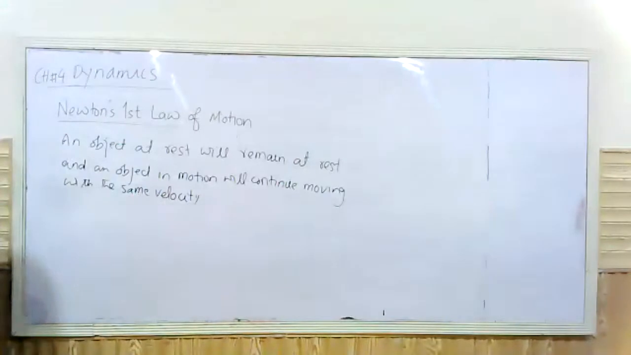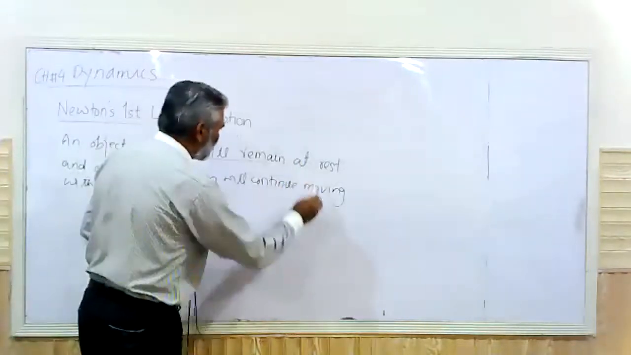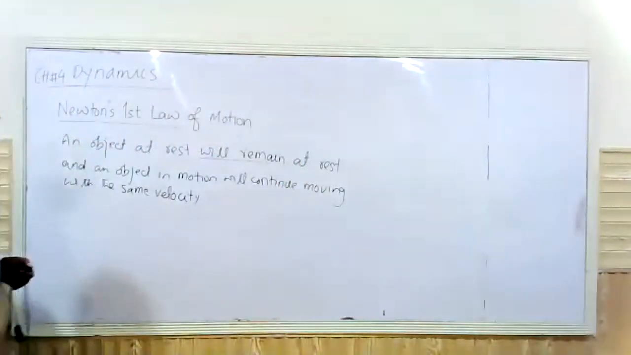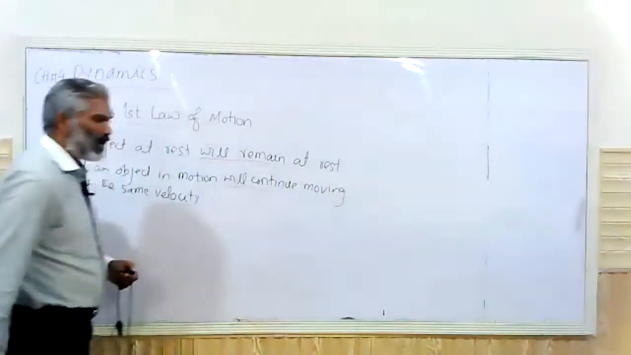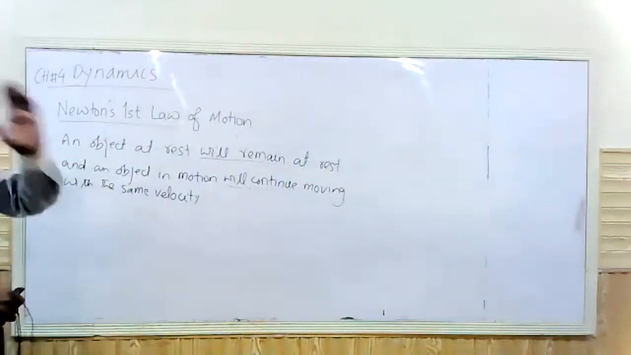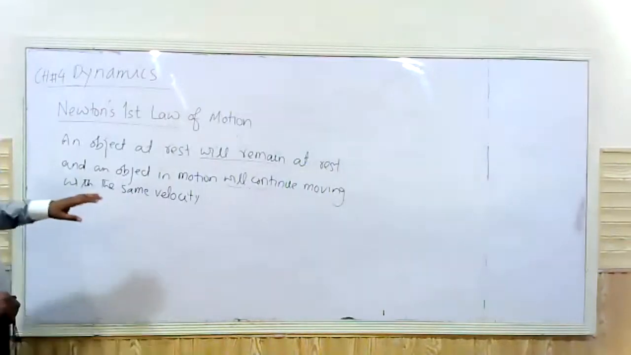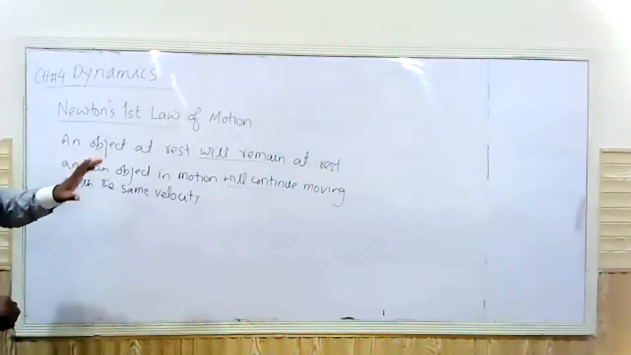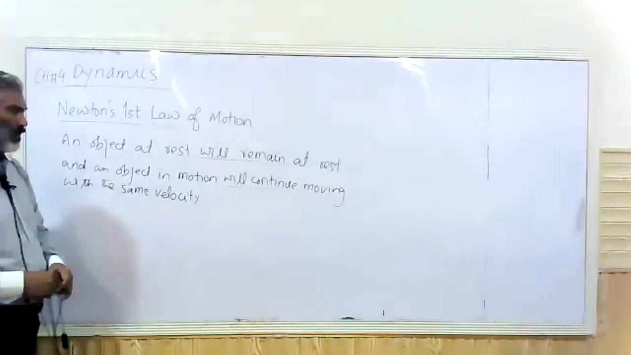These are two parts. One says that an object at rest will remain at rest. The second part claims an object in motion will continue moving forever with the same velocity. When I say with the same velocity, that means it's the same speed, same direction. But this will happen with a condition, and that condition is stated in the last line.